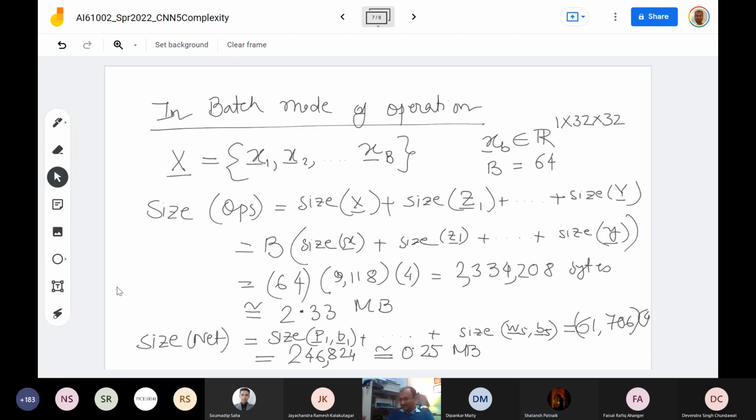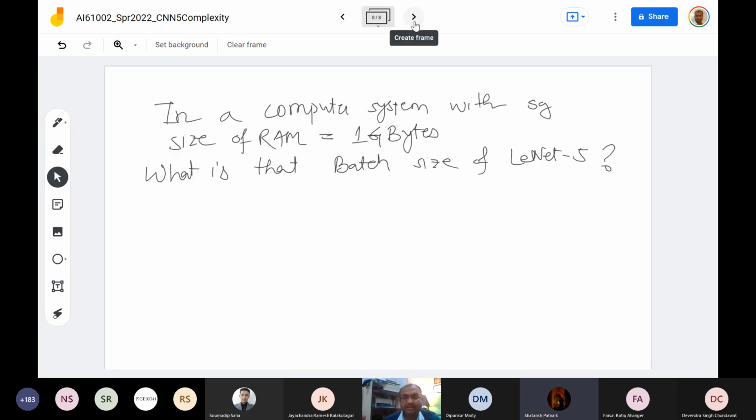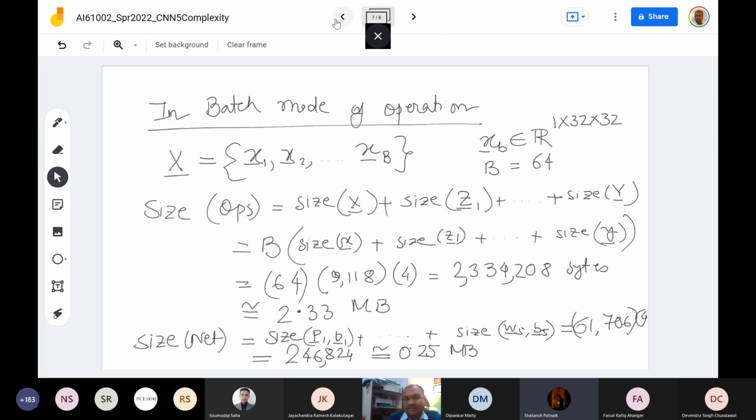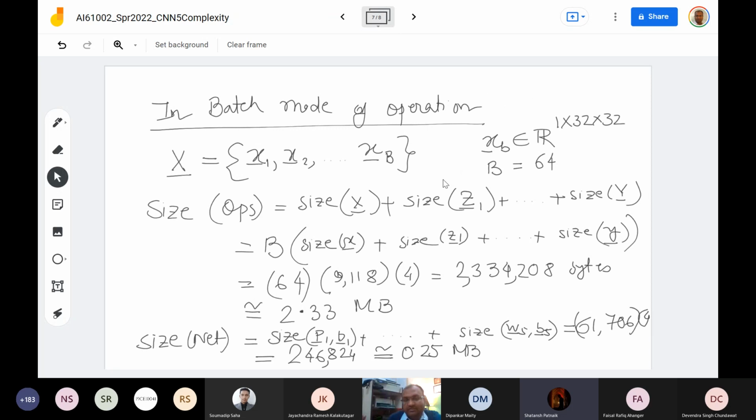Please try to solve it. Could you please repeat the question? So I give you a computer system which has 1 GB of RAM. Now my question is, what can be the maximum batch size such that you can operate this Lec9 in that computer system? Essentially, what is the largest batch size which you can fit within that RAM?